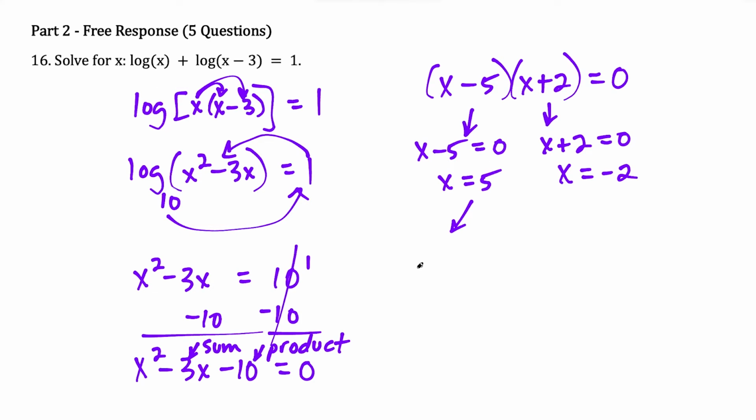So if I plug in x equals 5, I have log of 5 plus log of 5 minus 3, which is 2, equals 1. And for this one, if I apply the properties of logs, I'm going to get log of 5 times 2, which is 10. So I can go that route, or I could just plug this into the calculator to verify.